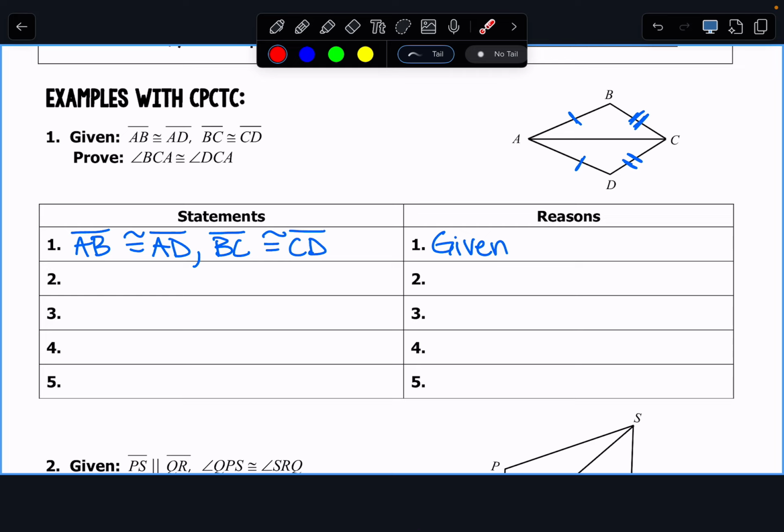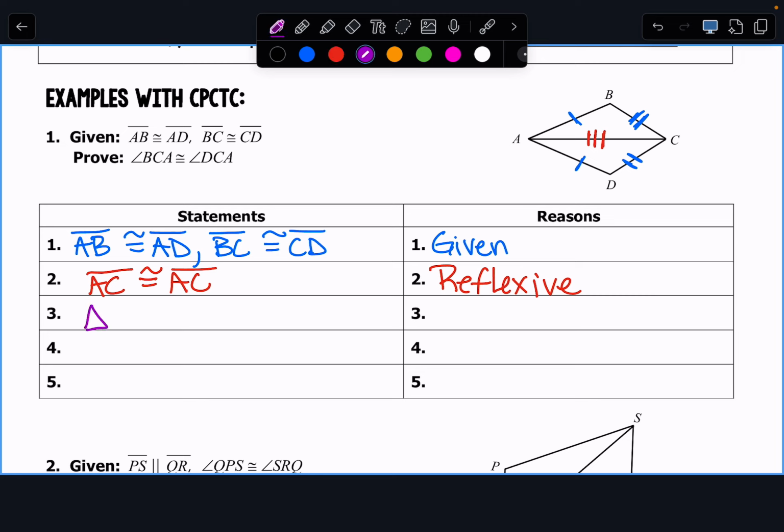So if I already have two pairs of sides congruent, what do you think we could mark up there? Oh man, I love it. AC is congruent to itself because of the reflexive property, which means now, triangle, and you know what? I'm just going to make it easy on myself. BCA and DCA. Why did you think I did that?